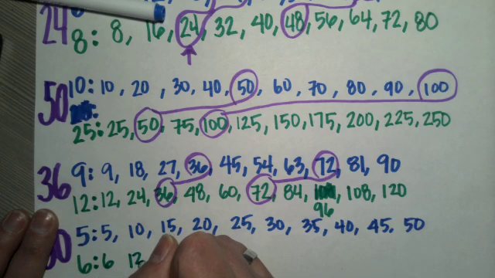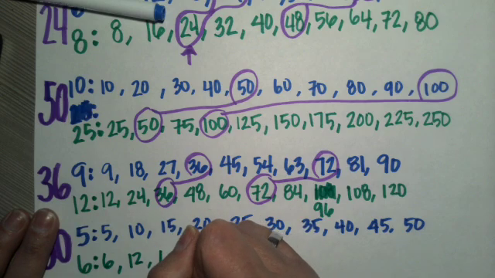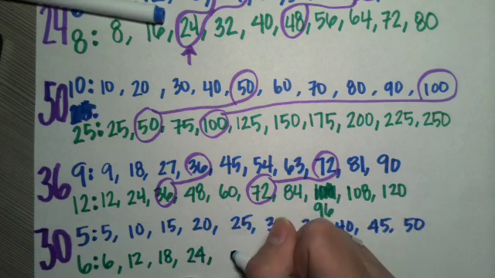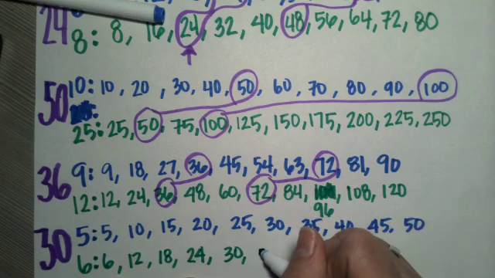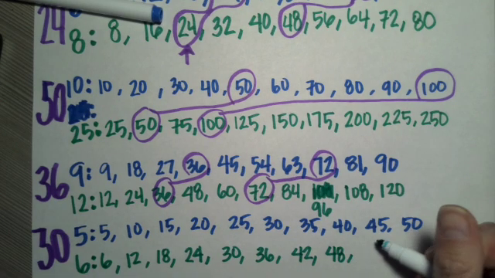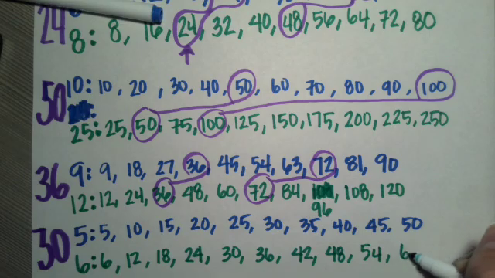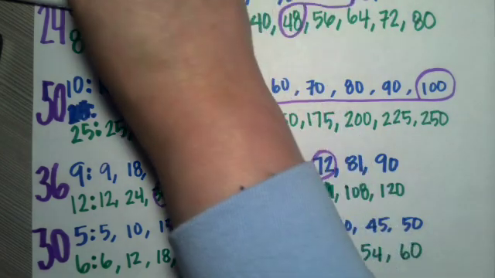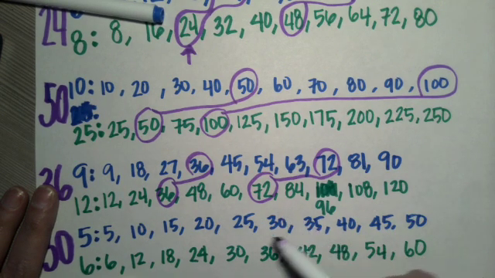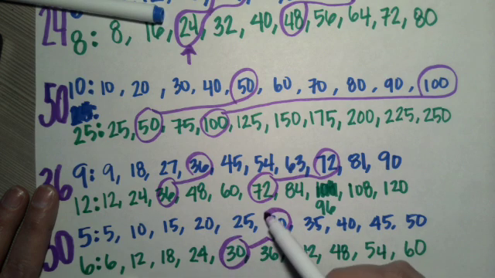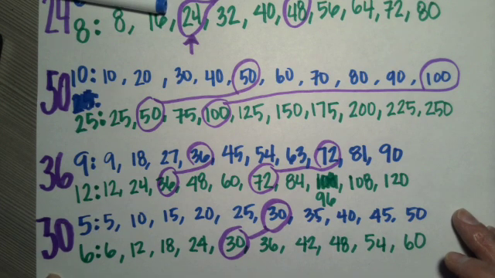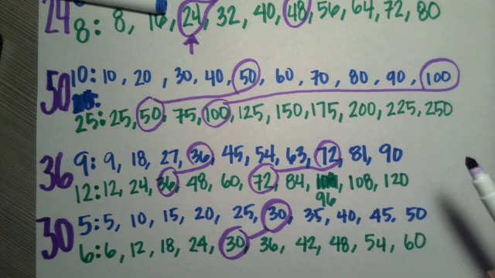And then this one is 6 times 1 is 6. 6 times 2 is 12. And then we've got 18. I'm just going to do it real quick. 24. And then 30. And then 36. 42. 48. And 54. And then 60. So if you look, the numbers that they have in common are actually this right here. And that's the number we had right there. If that makes sense.